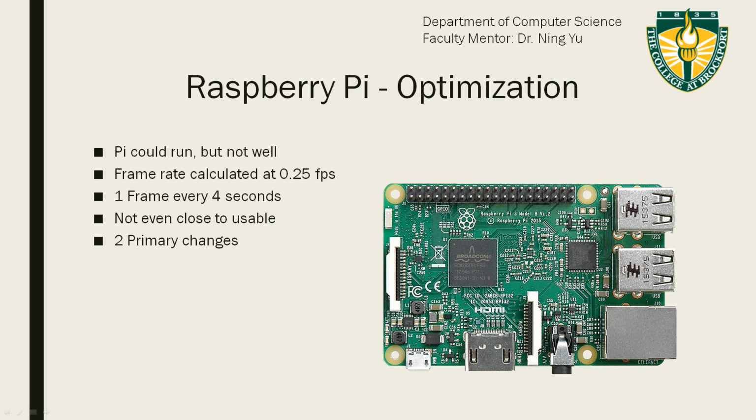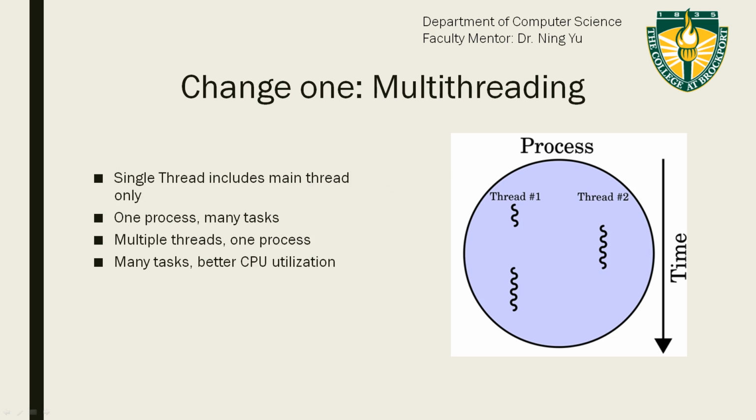So that led to 2 changes that I needed to do. One of those changes was the multi-threading. Just to briefly explain what a normal program does, it has a main thread and only a main thread, and through that main thread, it accomplishes all the computational tasks it needs to do in one process. This can lead to a slower program depending on how many tasks you're accomplishing in a given program.